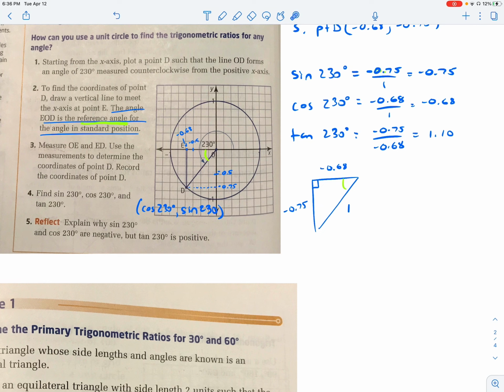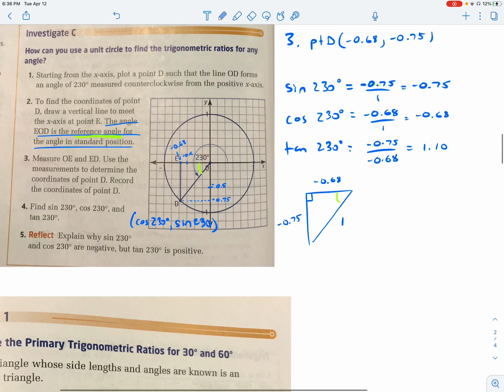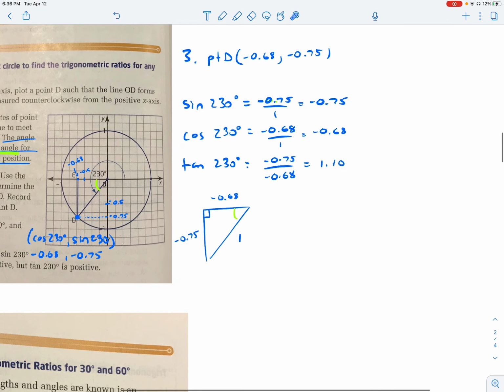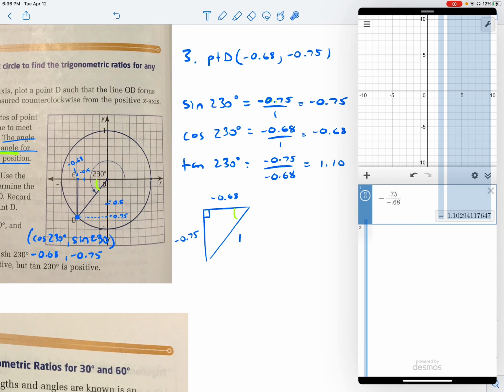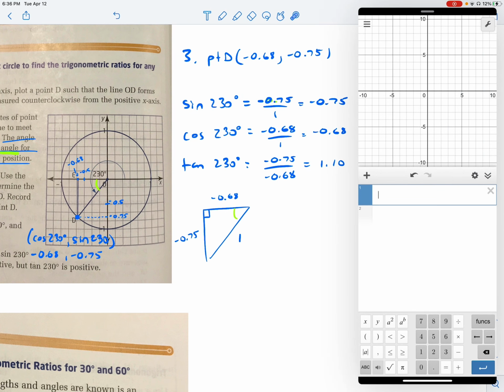If these are both negative, because we can see where this point is located, we got negative 0.68 and negative 0.75 here, then cos is definitely negative, sine is definitely negative, and when you divide one by the other, you get a positive value. Let's check our calculator, because I know these are approximations from using the graph. I'm pretty curious to see what happens. Sine of 230 is negative 0.766, so I was actually pretty close. I got negative 0.75.